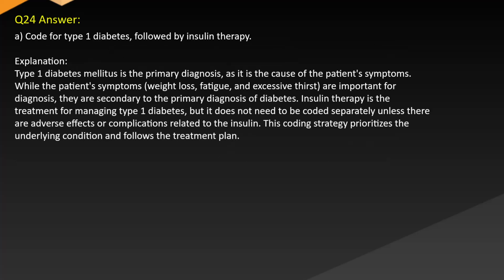Answer: A. Code for type 1 diabetes, followed by insulin therapy. Explanation: type 1 diabetes mellitus is the primary diagnosis as it is the cause of the patient's symptoms, while the patient's symptoms, weight loss, fatigue, and excessive thirst, are important for diagnosis. They are secondary to the primary diagnosis of diabetes. Insulin therapy is the treatment for managing type 1 diabetes, but it does not need to be coded separately unless there are adverse effects or complications related to the insulin. This coding strategy prioritizes the underlying condition and follows the treatment plan.